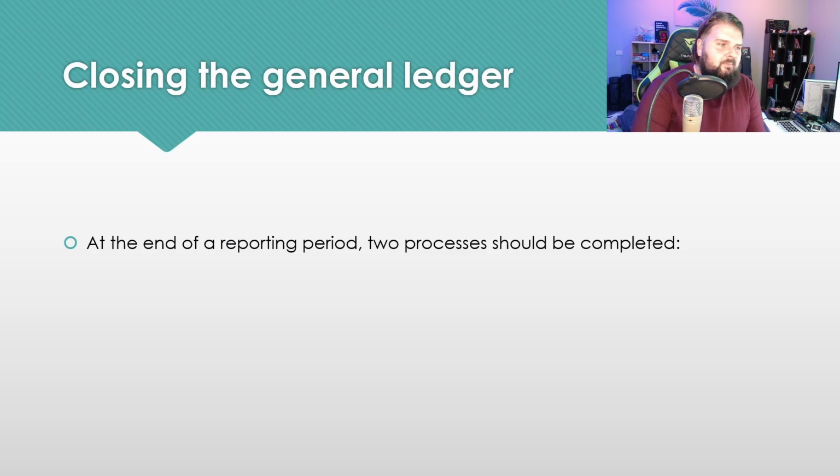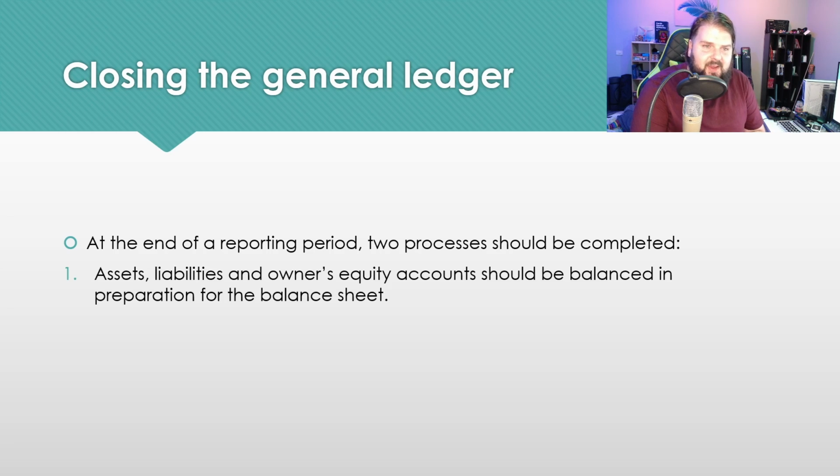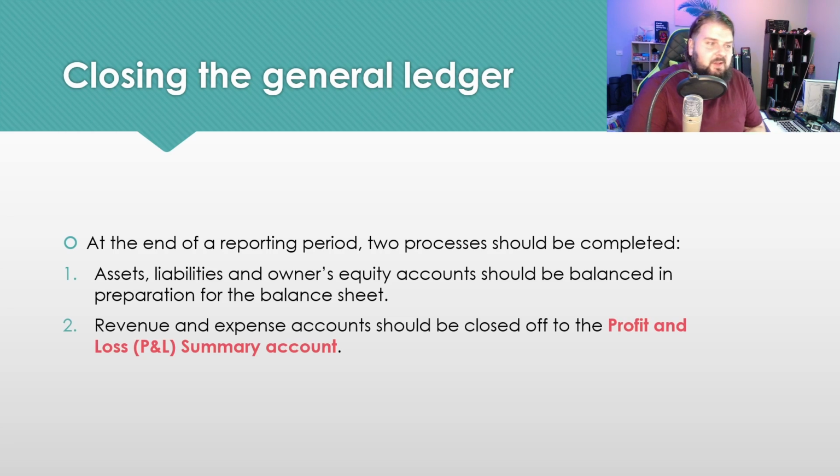So at the end of the reporting period, we follow two processes: the balancing of accounts and the closing of accounts. We balance assets, liabilities, and owner's equity. We close off our revenue and expenses to profit and loss.